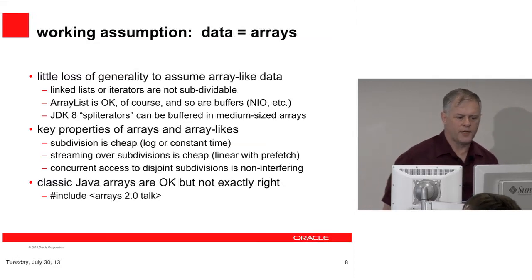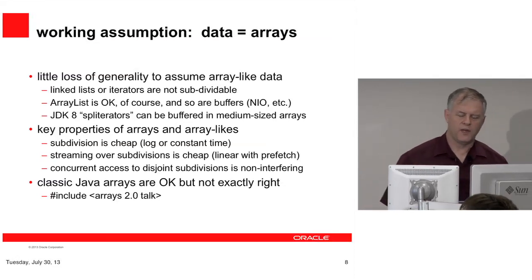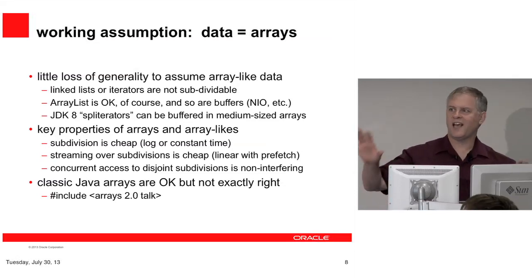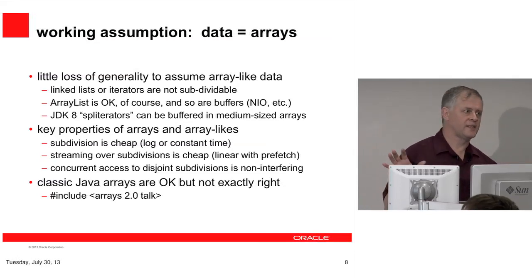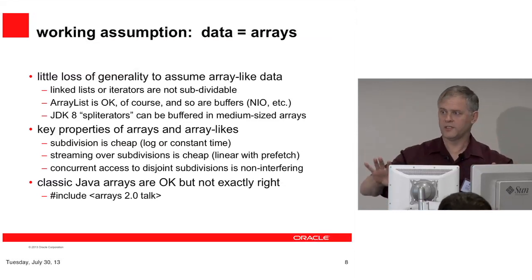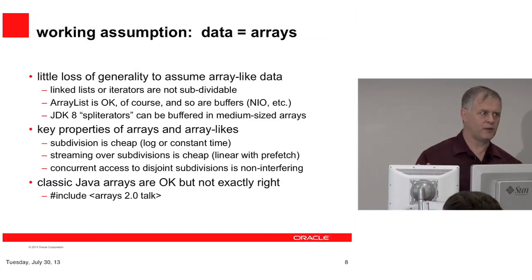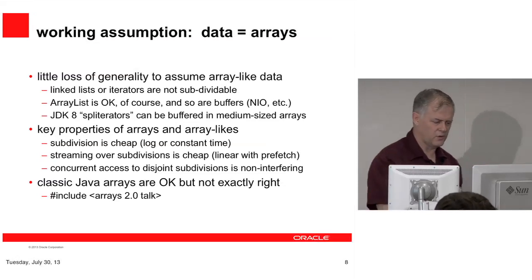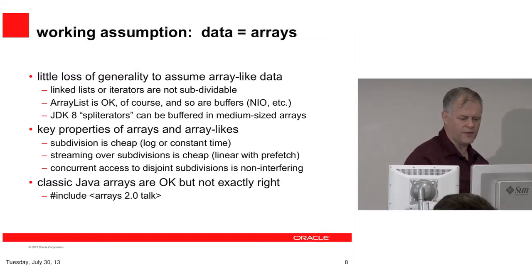So what are the key properties? As I said, subdivision is cheap. And then once you have the subdivisions, when you get down to actually doing the work, looping over the smaller chunks is cheap. Concurrent access is safe. And by concurrent access, I don't mean to the same chunk by different threads. I mean different threads to different chunks. That, again, is the thesis of data parallelism. You divide things and you conquer them separately. So independence of the iteration chunks is very important.